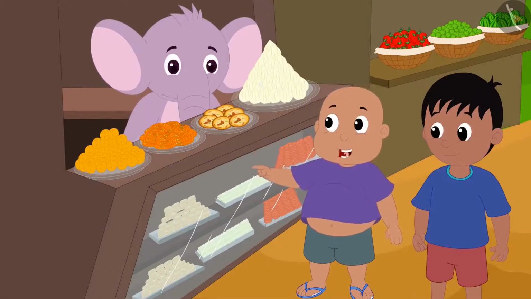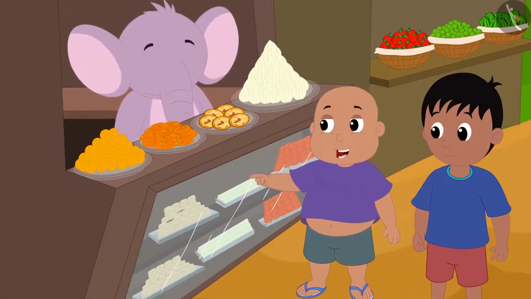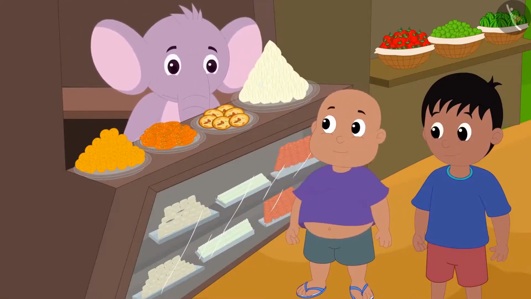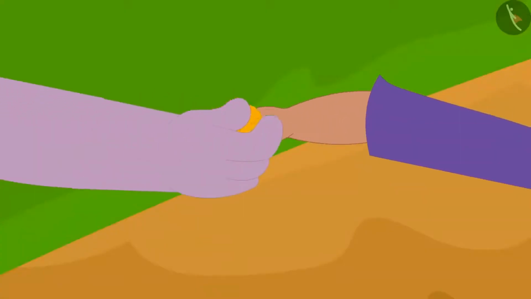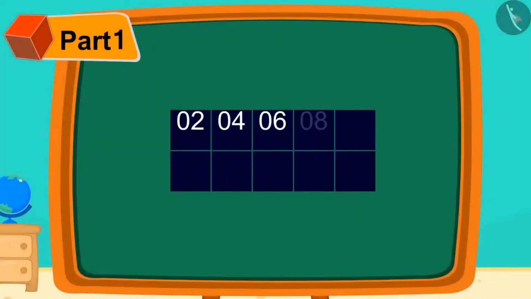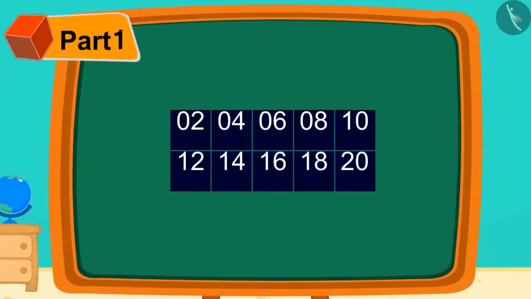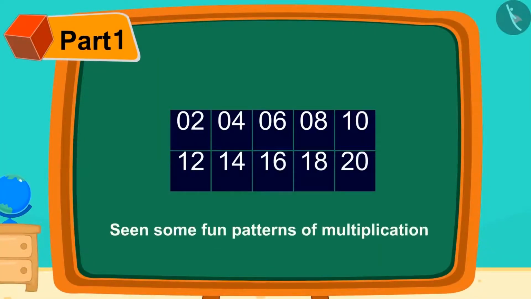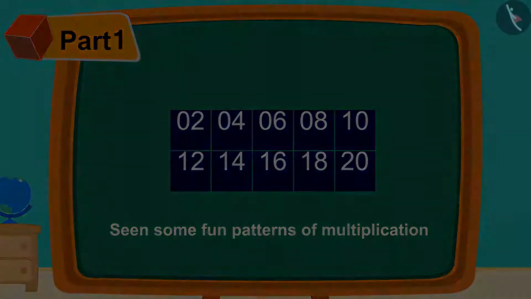Bablu was so happy to learn these unique patterns of memorizing tables. And he also bought Raju 2 more laddus from Appu's shop. Children, in this lesson, we have seen some fun patterns of multiplication.